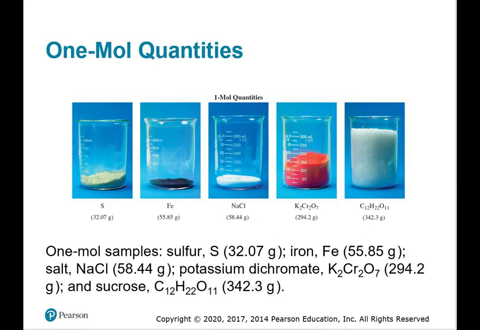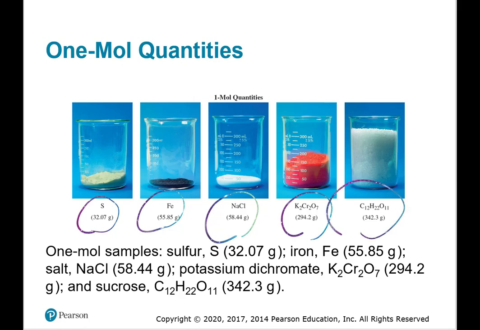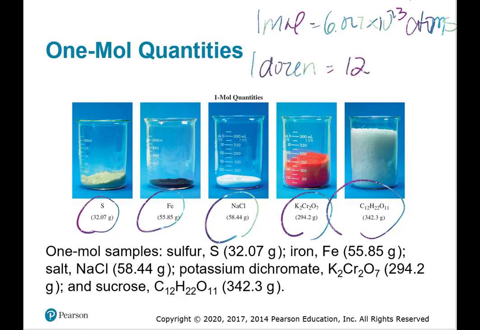That's its molar mass. Let's look at some quantities of other substances to see what 1 mole looks like. Here's 1 mole of sulfur. Here's 1 mole of iron, 1 mole of salt, 1 mole of potassium chromate, and 1 mole of sucrose. Sometimes it's hard to look at these and go, that is not the same amount of each of those. We can see with our eyes that it's not the same amount, but it is. Again, think about having 1 dozen instead of 1 mole. 1 mole is 6.022 times 10 to the 23rd atoms or ions or molecules. Just like saying 1 dozen is equal to 12 objects.